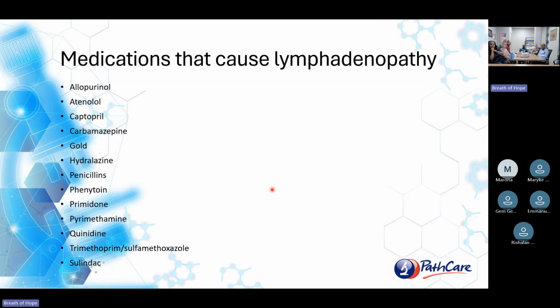Okay, so now you can also have medication-induced lymphadenopathy, as I mentioned, and this is the list of drugs that are most strongly associated with causing lymphadenopathy. So we have allopurinol for gout. We have some of our antihypertensives. We have our anti-seizure medications. We have some of our disease-modifying agents, penicillin, Septrin. So a wide variety of medications that can cause a benign, generalized lymphadenopathy.